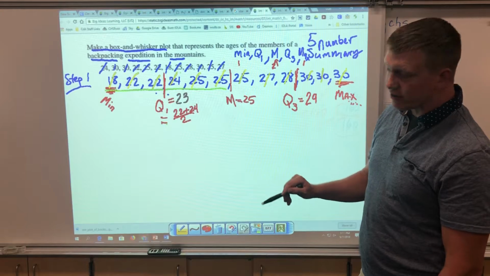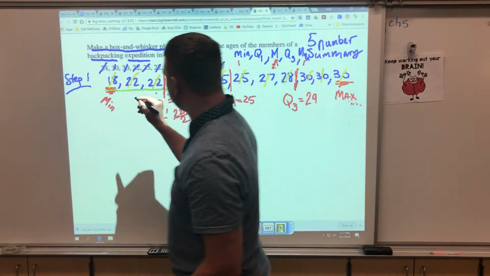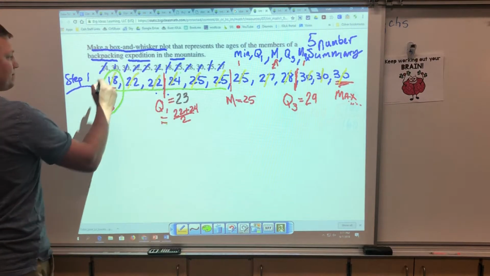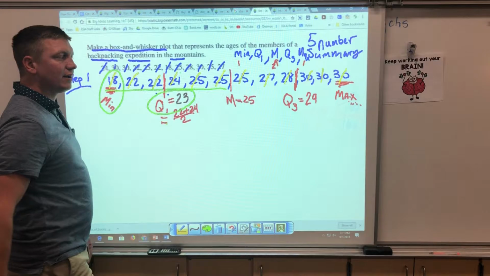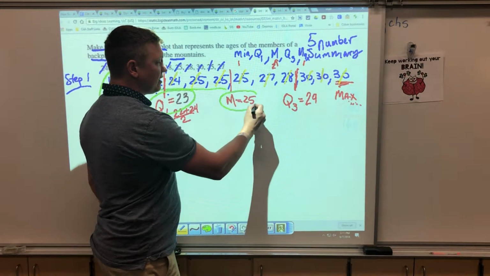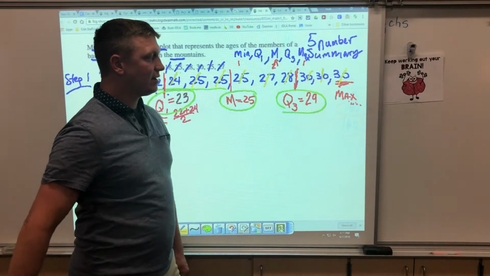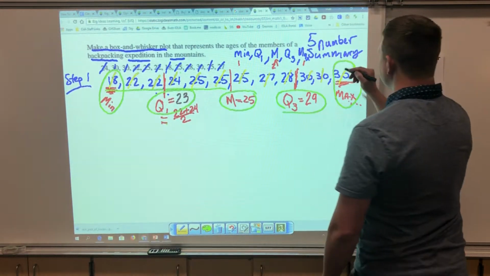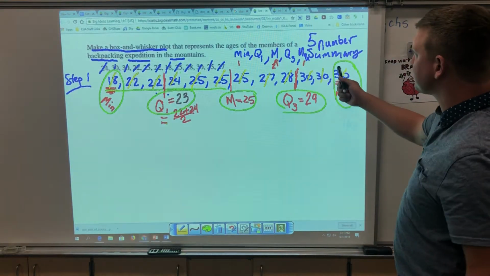My five numbers have been identified. Let me circle them so you see where exactly I have my five numbers located. Right here, there's one of them: minimum. Quartile 1. Median is halfway between. Quartile 3 is 29. And my maximum is 30. With those five numbers, now I can make my box plot.